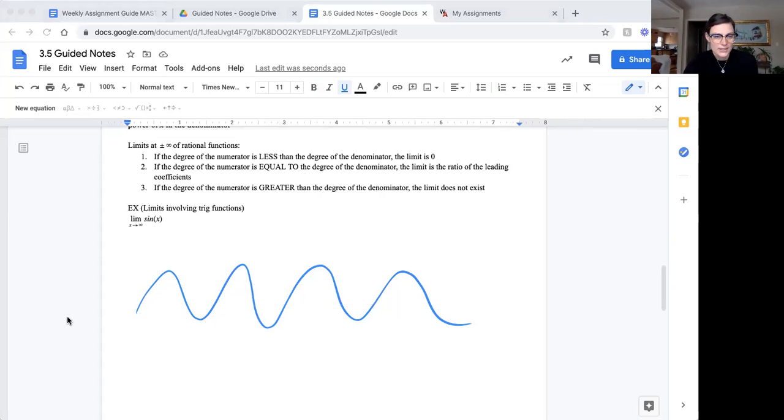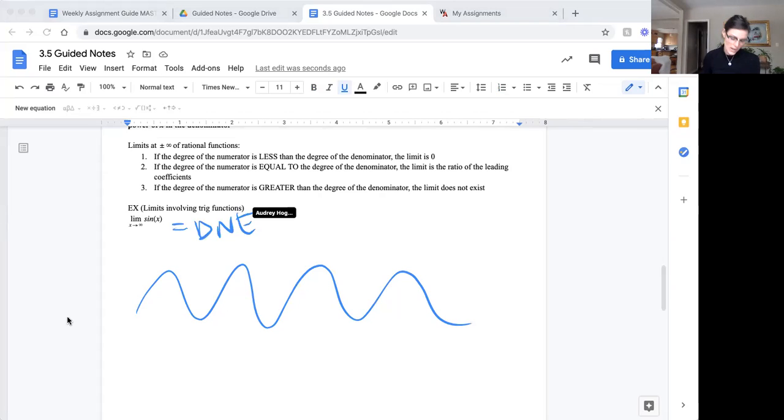What is that word? I cannot remember it when it bounces between 2 values. Maybe someone else will remember and remind me in class. So as x approaches infinity, the sine function oscillates between 1 and -1. So therefore our limit does not exist.